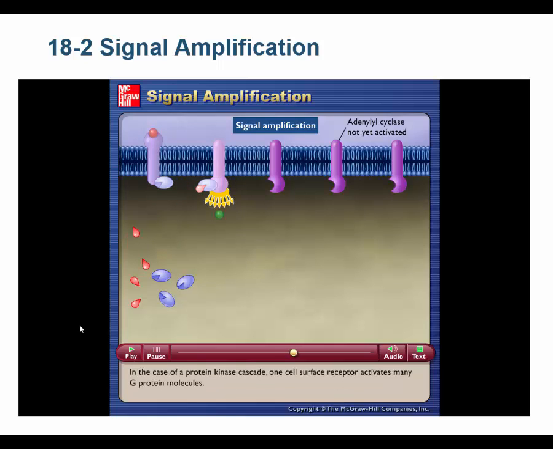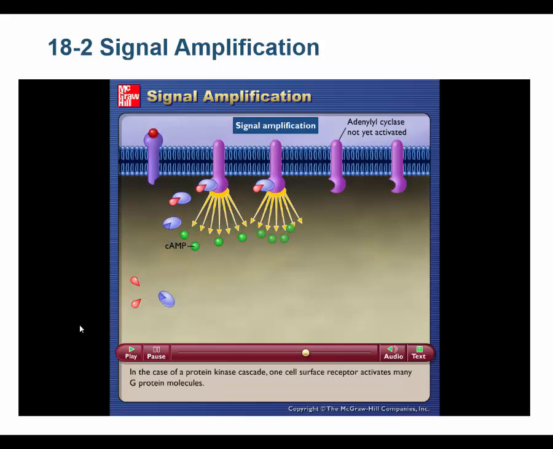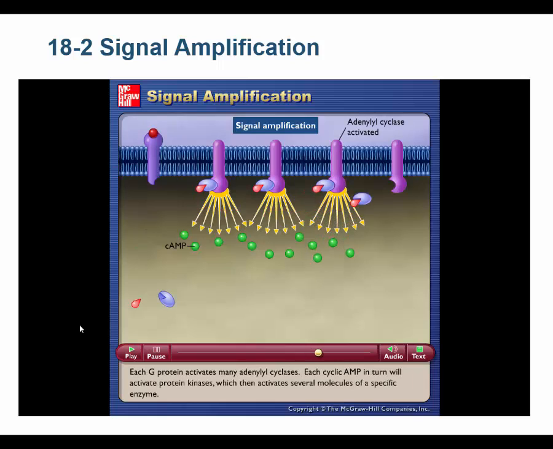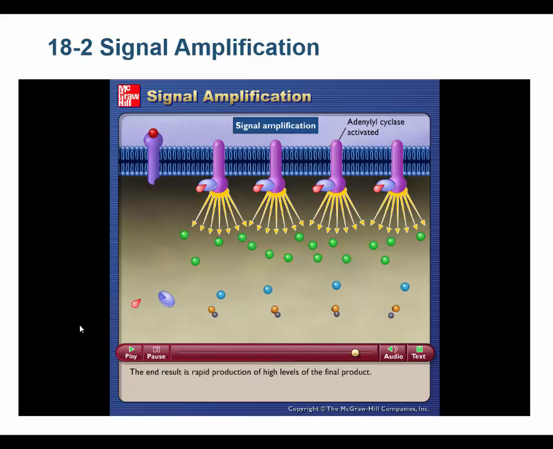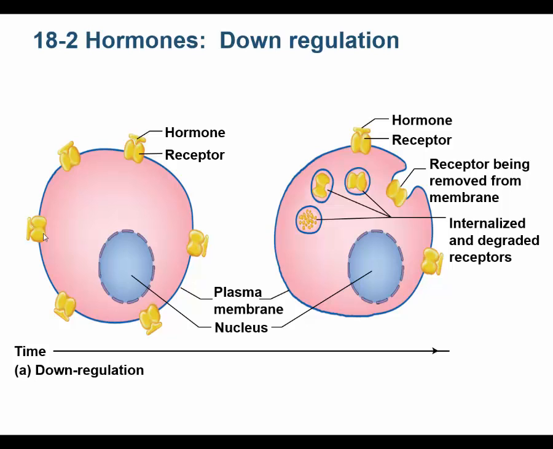Therefore, most enzyme-linked and G-protein-linked receptors use a chain of other protein messengers to amplify the signal as it is being relayed. In the case of a protein kinase cascade, one cell surface receptor activates many G-protein molecules. Each G-protein activates many adenylyl cyclases. Each cyclic AMP in turn will activate protein kinases, which then activate several molecules of a specific enzyme. The end result is rapid production of high levels of the final product. That's signal amplification. That's the power of this.